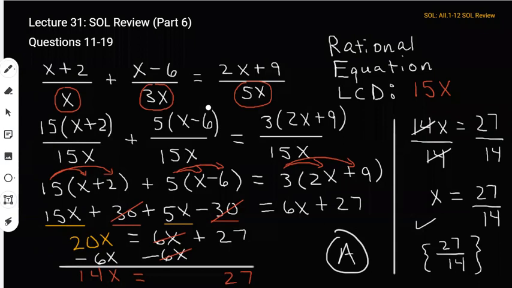So that was a rational equation. And usually we get these by finding a common denominator, because you can't add fractions unless you actually find a common denominator first. So these two numbers have to be the same before you add.